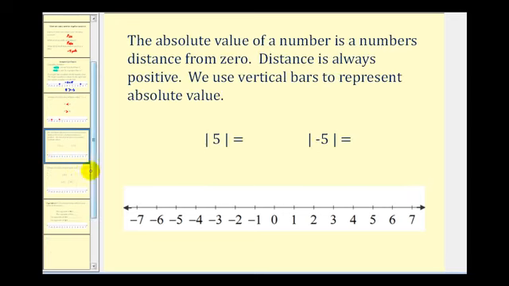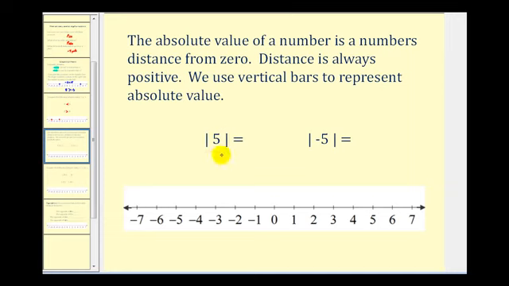Now let's talk about absolute value. The absolute value of a number is a number's distance from 0. And distance is always positive. If you get in your car and drive from home to school, or from school to home, in both cases the distance is positive. So you can think of it that way as well. And we use a vertical bar to represent absolute value.